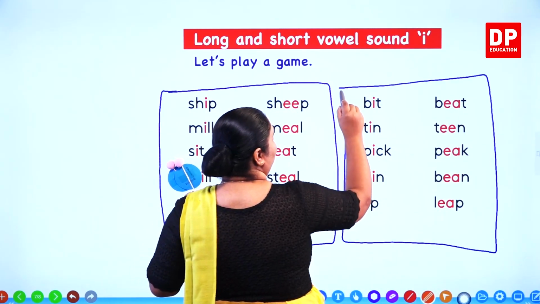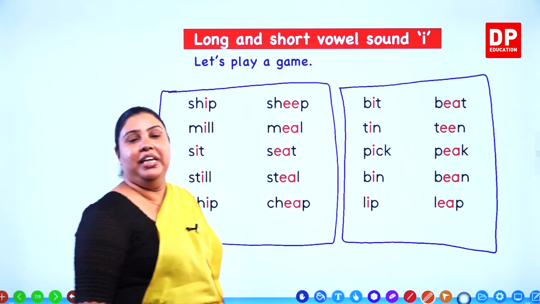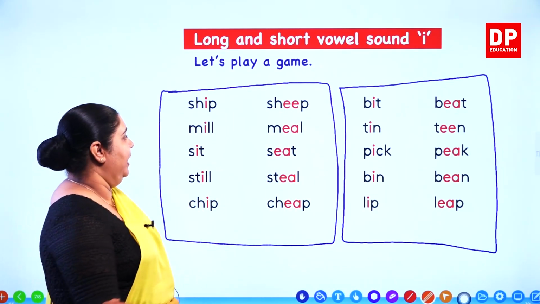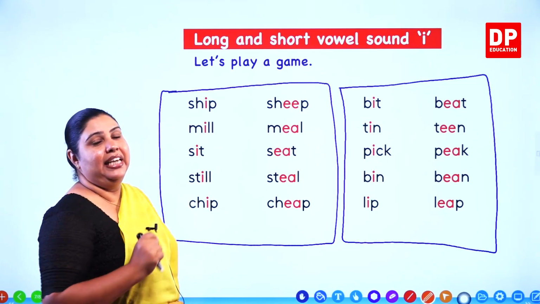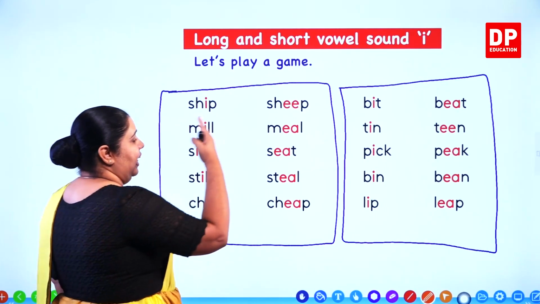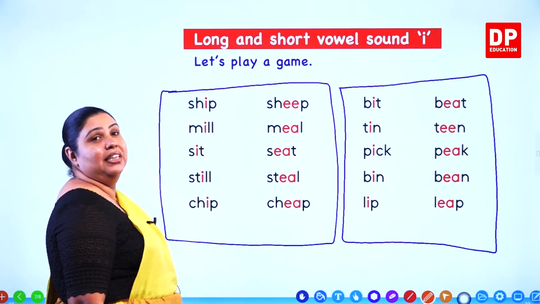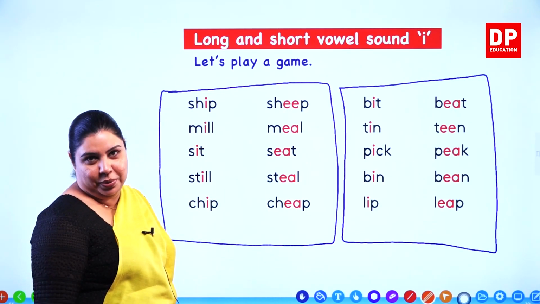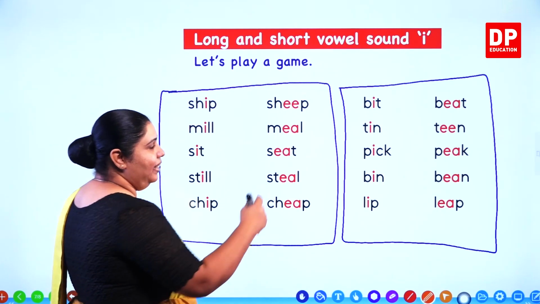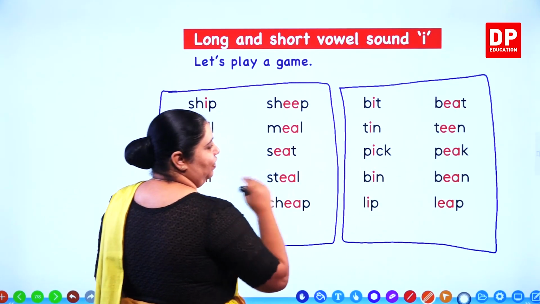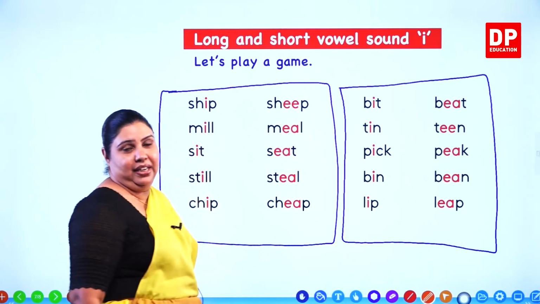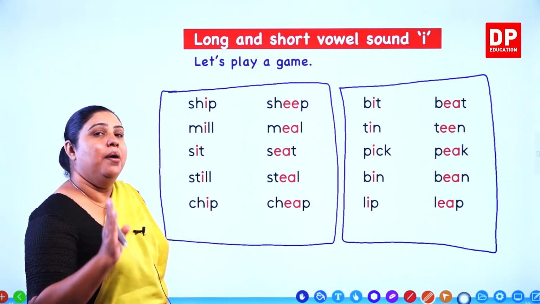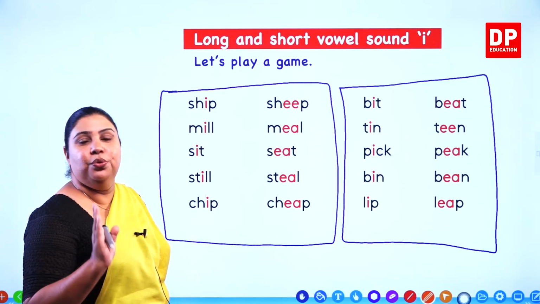We have 2 sets of words over here. Okay? And one side we have the short E sound, and the other side we have the long E sound words. Right? Even here it's the same. This side we have the short E. This side we have the long E. Okay? Now I'm going to read the words to you first.